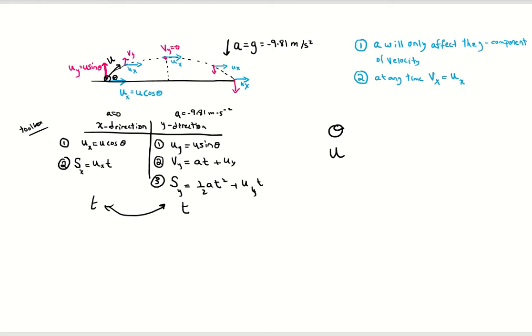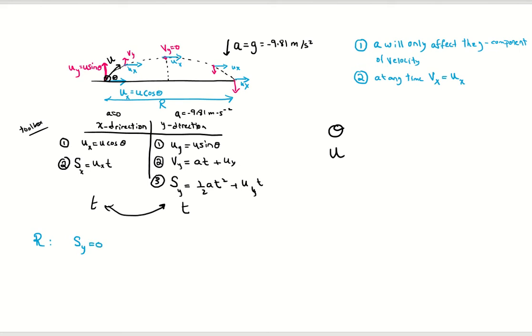Now, what are the things that you might be asked about in a projectile motion? Maybe they will ask you, for example, what is the range of the projectile? Range is the maximum horizontal distance. So this is the range. So usually, to find the range, all you have to do is put Sy equal to 0.